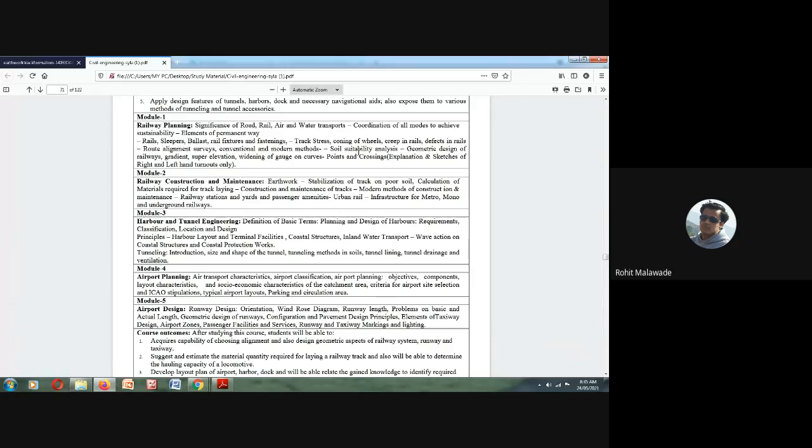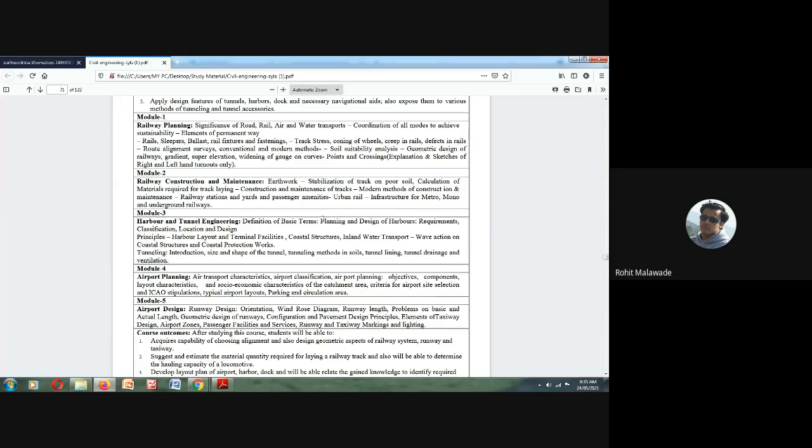And then track stresses, coning of wheel, creep in rail, defect in rail, route alignment, conventional method and modern method of route alignment, then geometric design of the railways, gradient, super elevation, widening of gauge, points and crossing. So we have already covered all these things in module one.